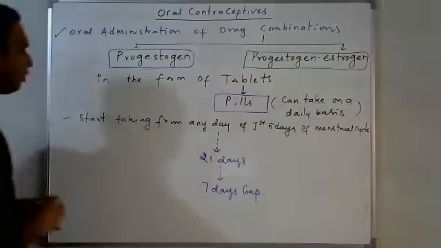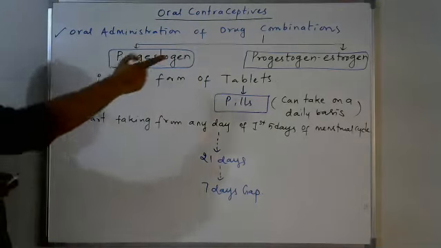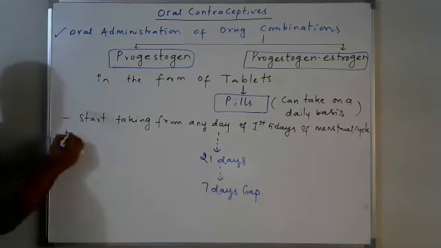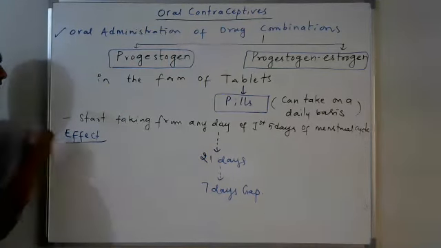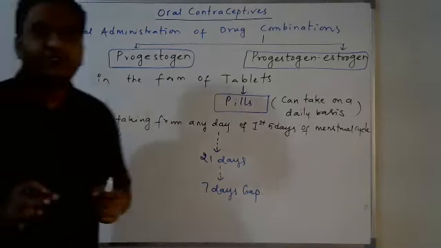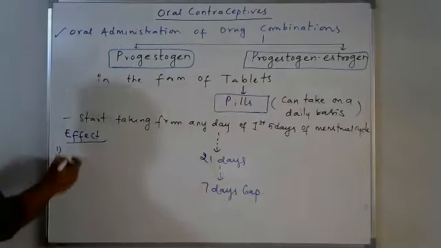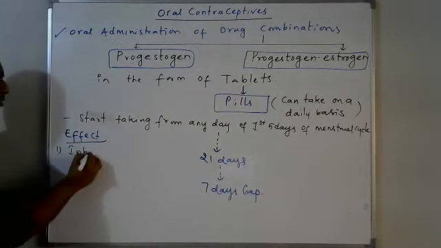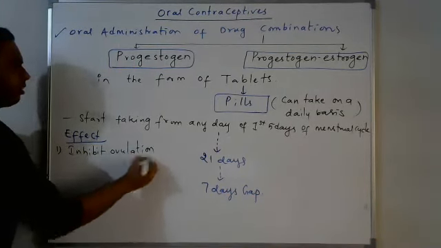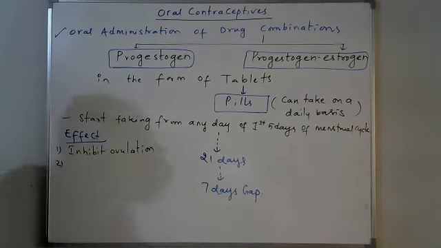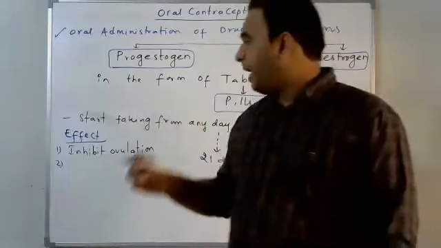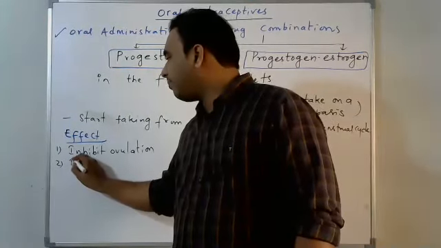So what are the effects of these drugs? I'm going to write. First heading, effects of the drugs. Number 1, the first effect I told you: inhibit ovulation. And the second effect is that it will affect implantation: inhibit implantation.